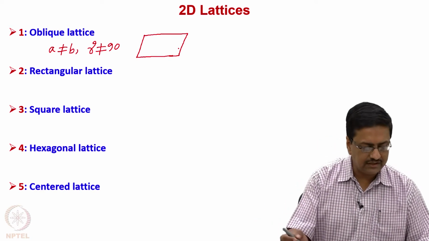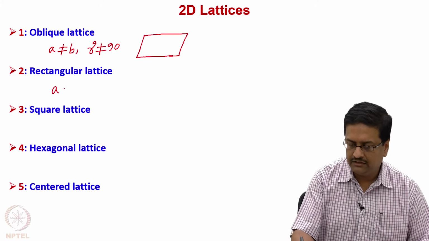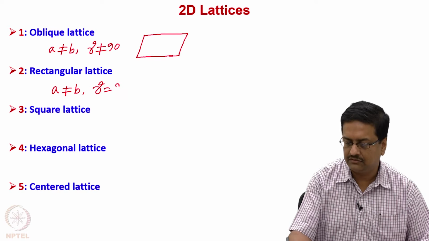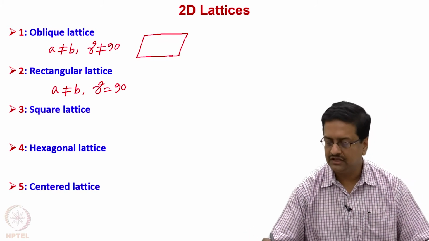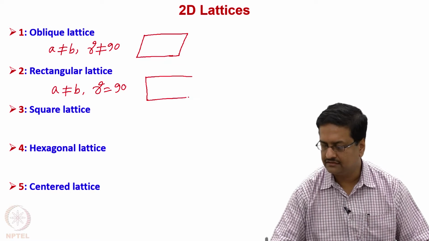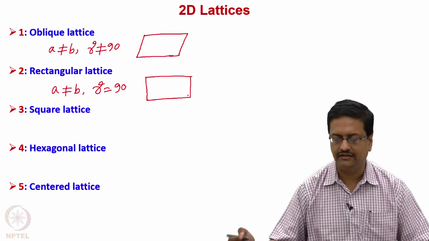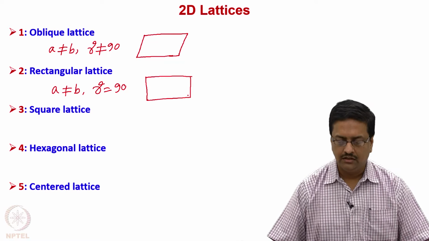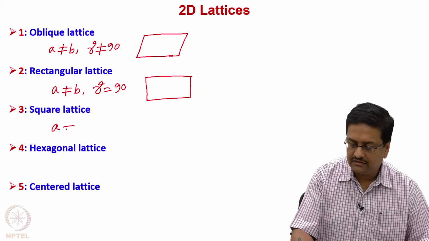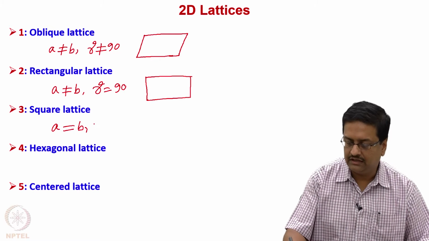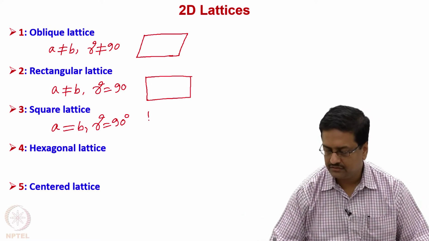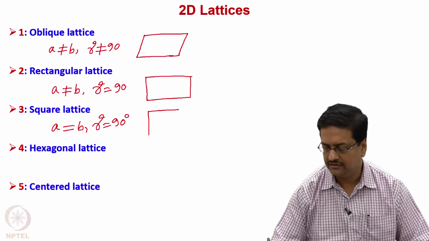When we say it is a rectangular lattice, it actually means a not equal to b and gamma equal to 90 degree, which means we should draw a rectangle. So the angles between the axes are 90 degree. Now the third type of lattice is a square lattice where a equal to b and gamma equal to 90 degree. What we get is a square.